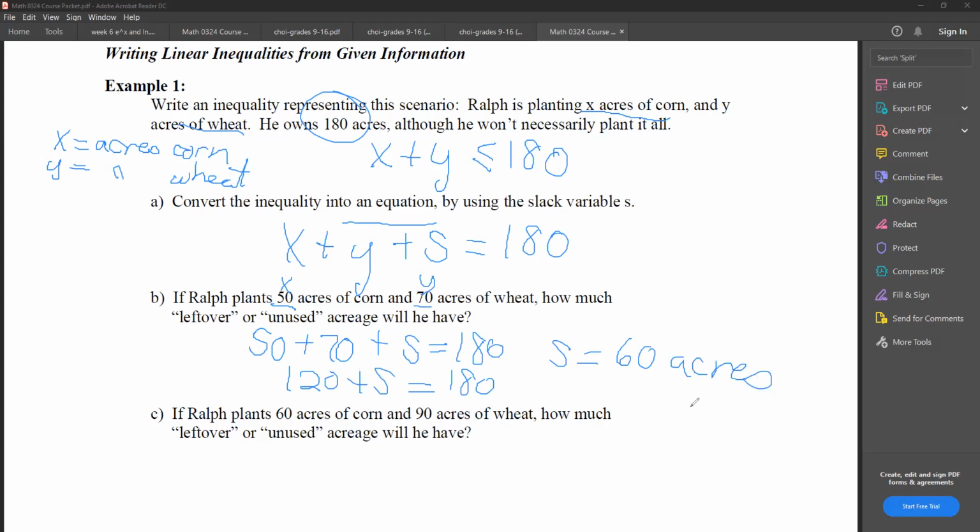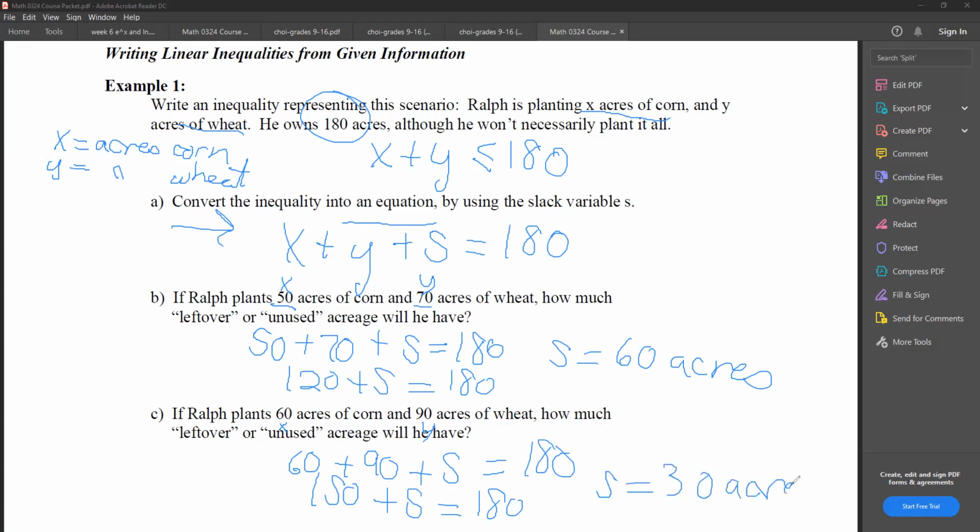So same type of problem. X plus Y plus S is 180. This is X, this is Y. So 60 plus 90 plus the slack variable has to equal 180, right? I'm just using this equation right up here. So that's 150 plus the slack variable equals 180. So the slack variable is 30. He's got 30 acres left over that he's not planting.